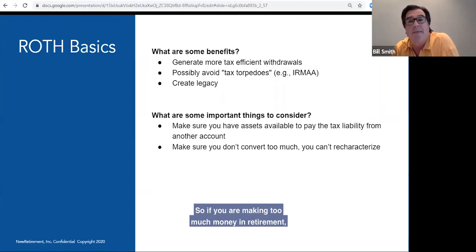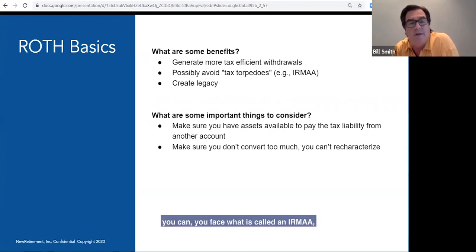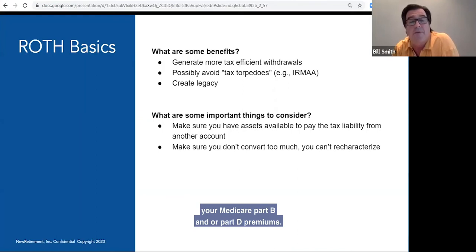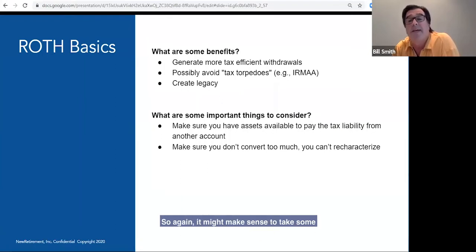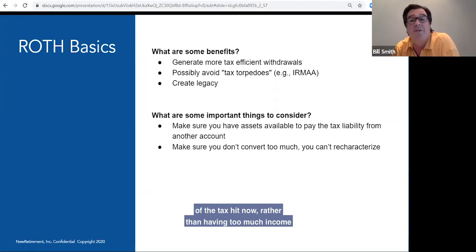So if you are making too much money in retirement, you face what is called an IRMAA, which is an income-related monthly adjustment amount, which applies to modified gross income above certain thresholds. And what that does is increase your Medicare Part B and or Part D premiums, okay? So if you are making too much money when you're 72 and a half and you're taking those RMDs, if your income is too high, it's actually going to increase the cost for your Medicare. So again, it might make sense to take some of the tax hit now rather than having too much income later in life. And then finally, to create a legacy.